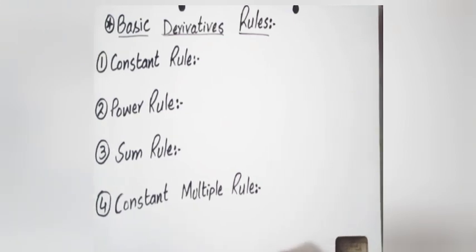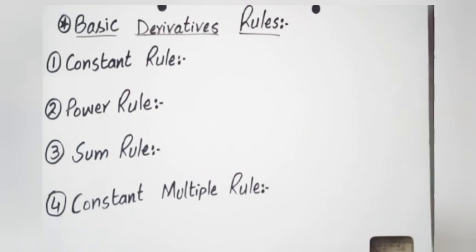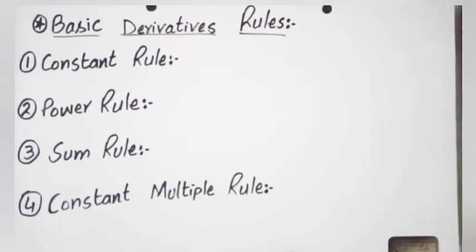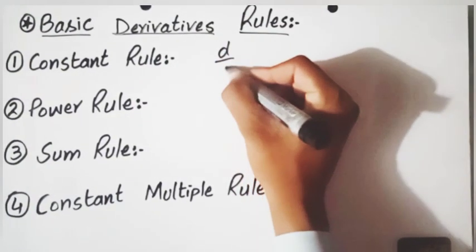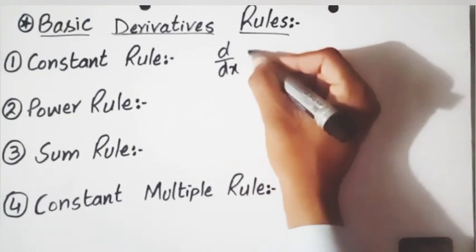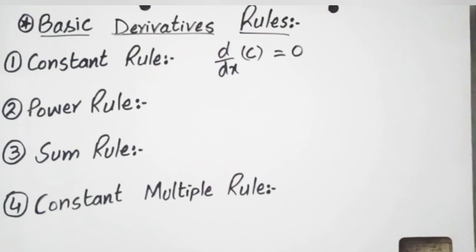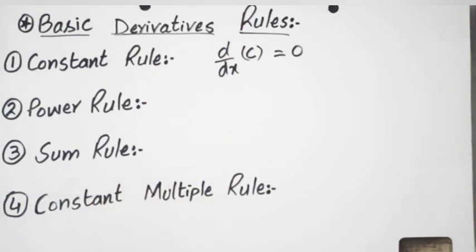Our today's lesson is basic derivative rules. I have written some rules here. You can see the first one is the constant rule. The constant rule is what we know: the derivative of a constant c with respect to x, d over dx of c, is always 0. Later I will upload videos about each and every rule with complete explanation and examples. You can see how the derivative of a constant is equal to 0.